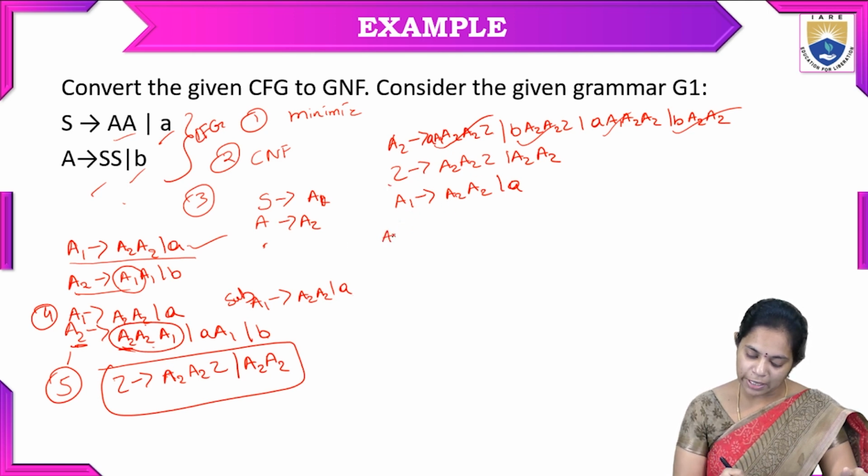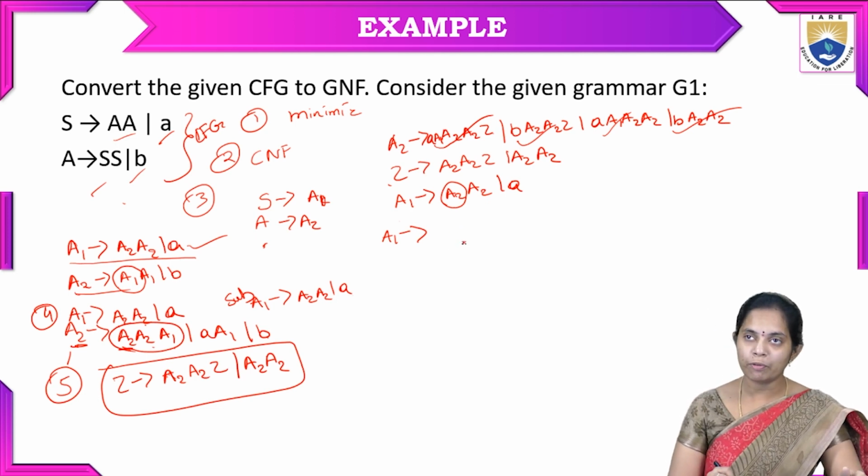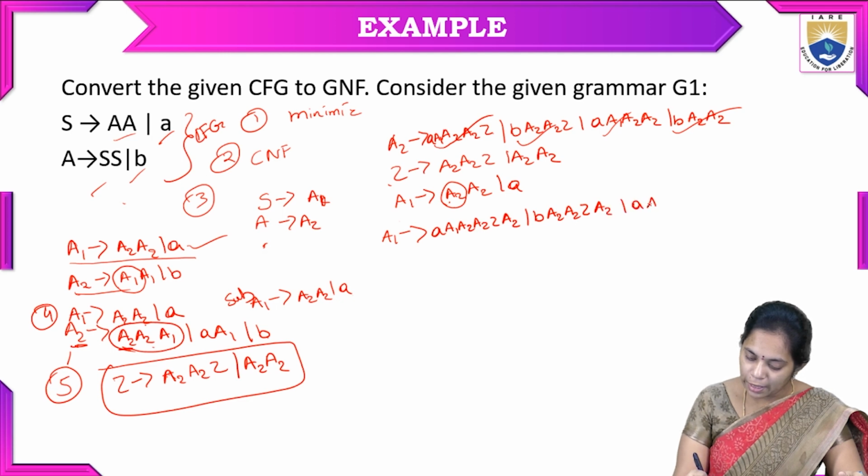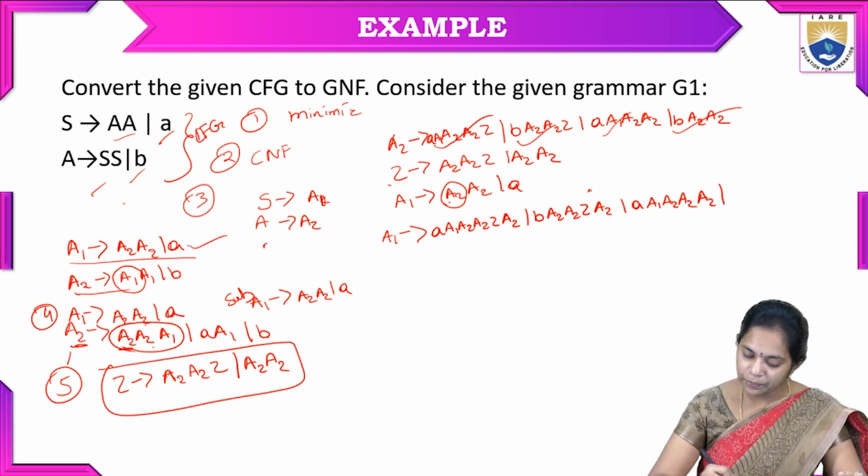So first we will write A1. Here A2 is there, so in this one we will substitute the A2 production rule to get Greibach normal form. Instead of this A2 we will substitute this entire production. So A1, A2, A2, Z, A2 and B, A2, A2, Z, A2 and A, A1, A2, A2, A2 and next B, A2, A2, A2 and A.